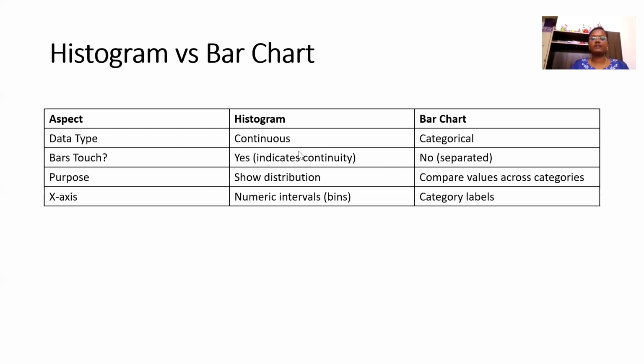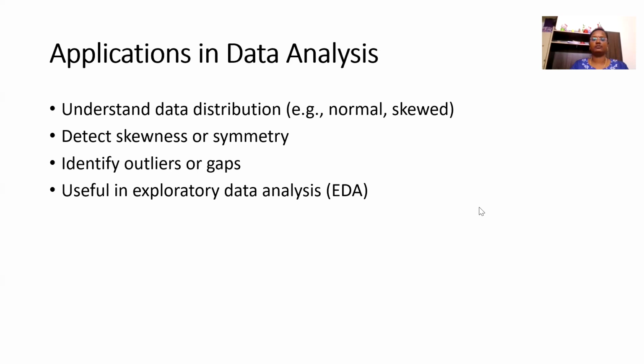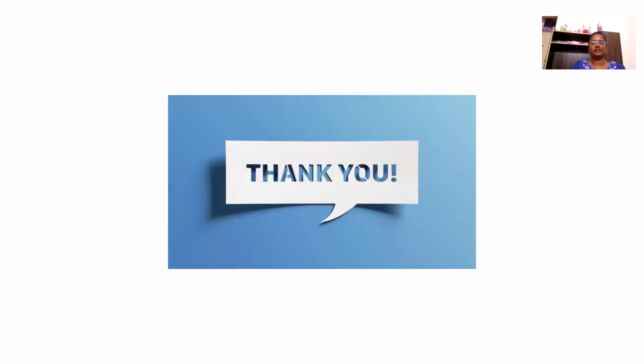In the histogram, the x-axis has numeric values, which are the bins, while in the bar chart we have categorical values. We apply the histogram to understand data distribution, detect skewness or symmetry, and identify outliers or gaps. This is useful in exploratory data analysis.